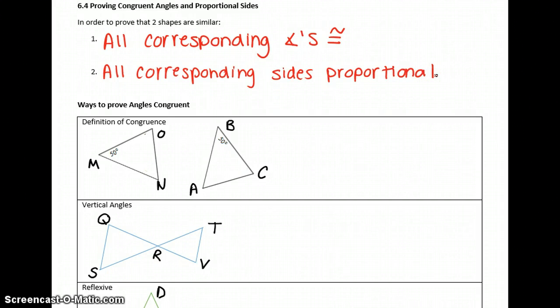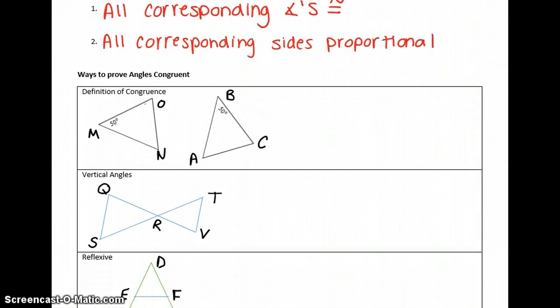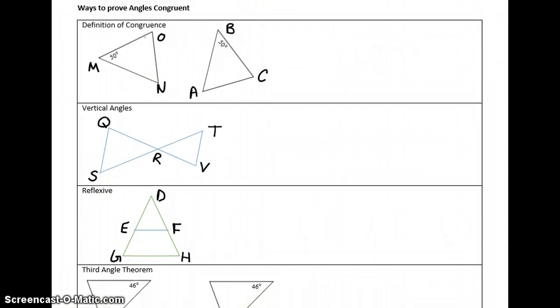Now, as we learned yesterday, the angles aren't always marked congruent. Sometimes there's things we're going to have to remember from last year that will help us show that the angles are congruent. So let's first look at ways to prove angles congruent.